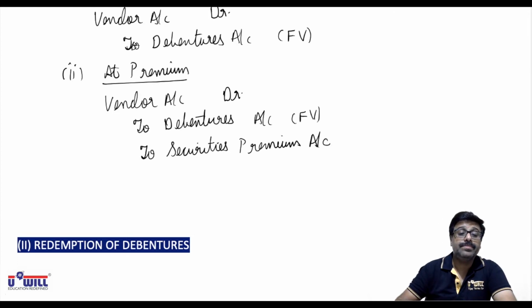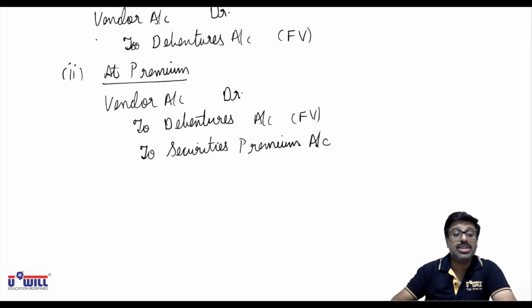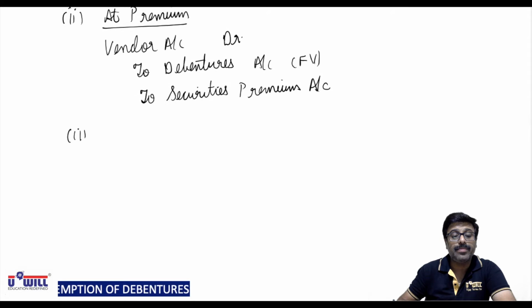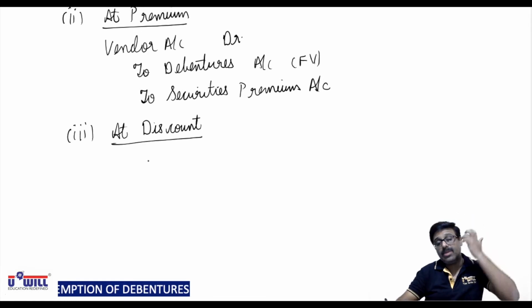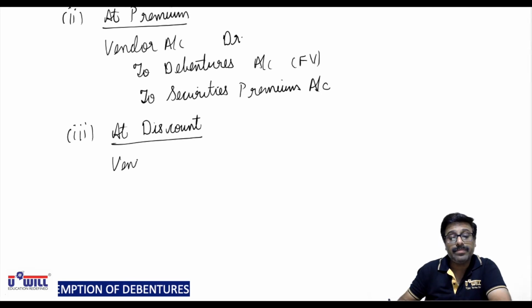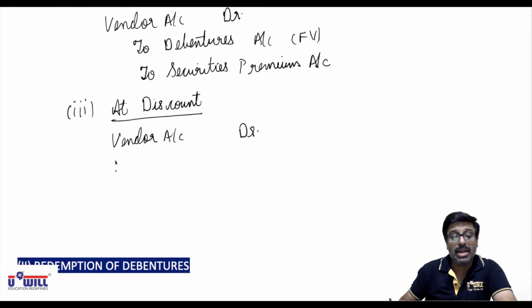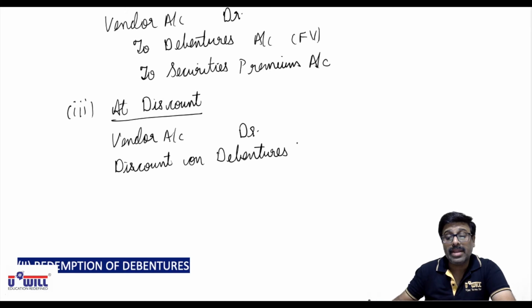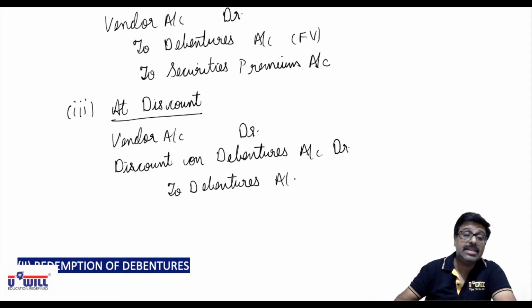And third, if debentures are issued at discount, then the vendor is the receiver, debit the receiver, vendor account debit. Now here discount is our capital loss, debit all expenses and losses. So discount on debentures account debit, and debentures are payable, credit the payable to debentures account. I hope everyone is clear with this.